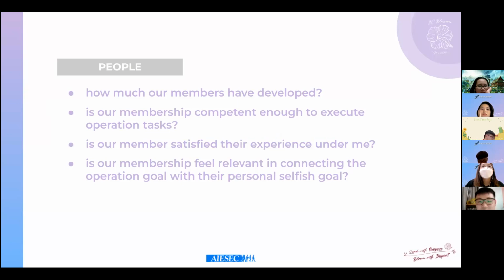So in terms of people, maybe these are a few questions that you might ask yourself. How much have our members developed so far?